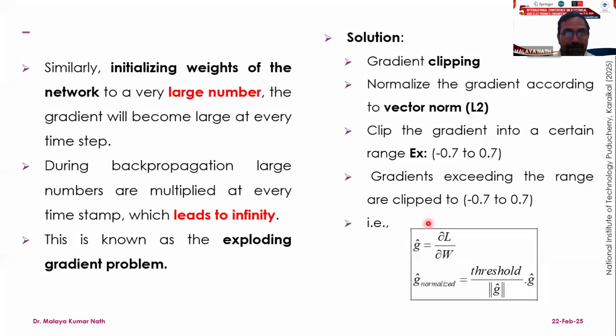Similarly, the reverse operation is nothing but the exploding gradient, in which the gradient will lead to infinity. And in order to overcome that type of difficulty, people have thought of gradient clipping, that is, how we can clip the gradient with the help of a normalization, which represents a threshold with respect to the gradient normalized. That means the gradient is multiplied with this factor.